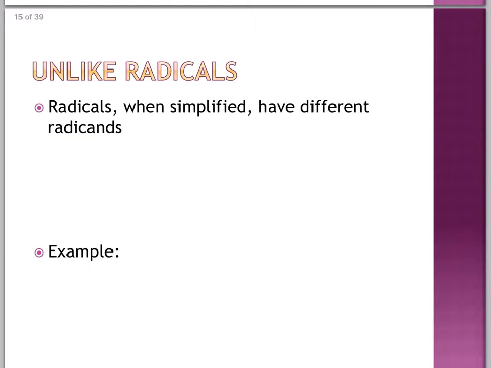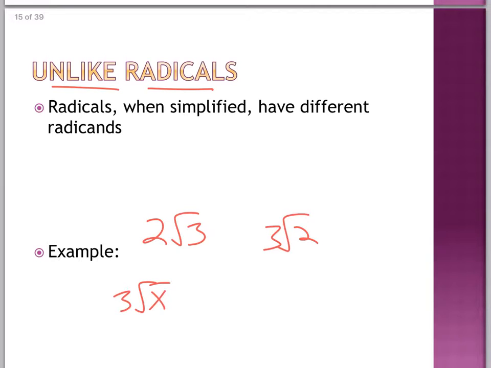Just to make sure we understand the idea, unlike radicals have different radicands, so they don't have the same one. So 2 square roots of 3 is not like 3 square roots of 2. You cannot add them. You could multiply these two, but you would not be able to add them. So these would be unlike. Or 3 square roots of x and 3 square roots of 4x. It has to be exactly the same under the radical. And again, we'll be able to add and subtract those later.